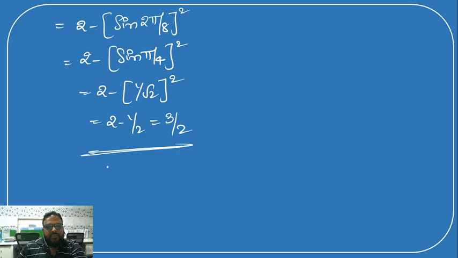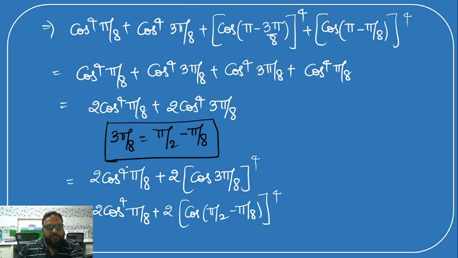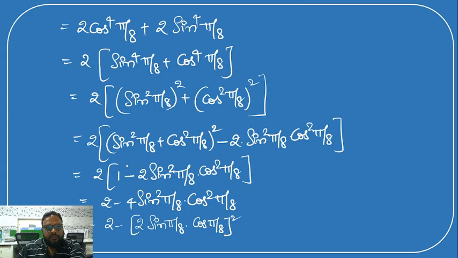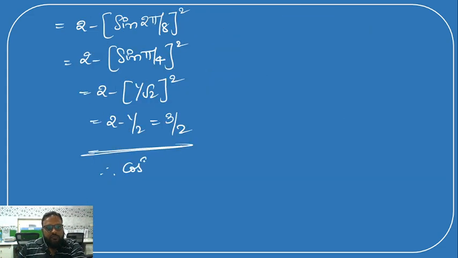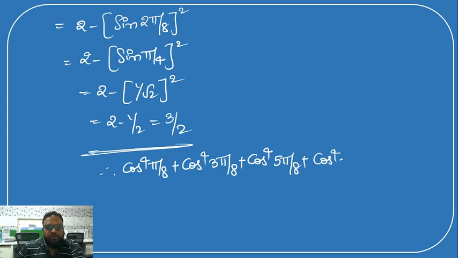So final answer. Hence, therefore, the value of cos to the power of 4 pi by 8 plus cos to the power of 4 3 pi by 8 plus cos to the power of 4 5 pi by 8 plus cos to the power of 4 7 pi by 8 is equal to 3 by 2. So I hope you got the solution here. Thank you.